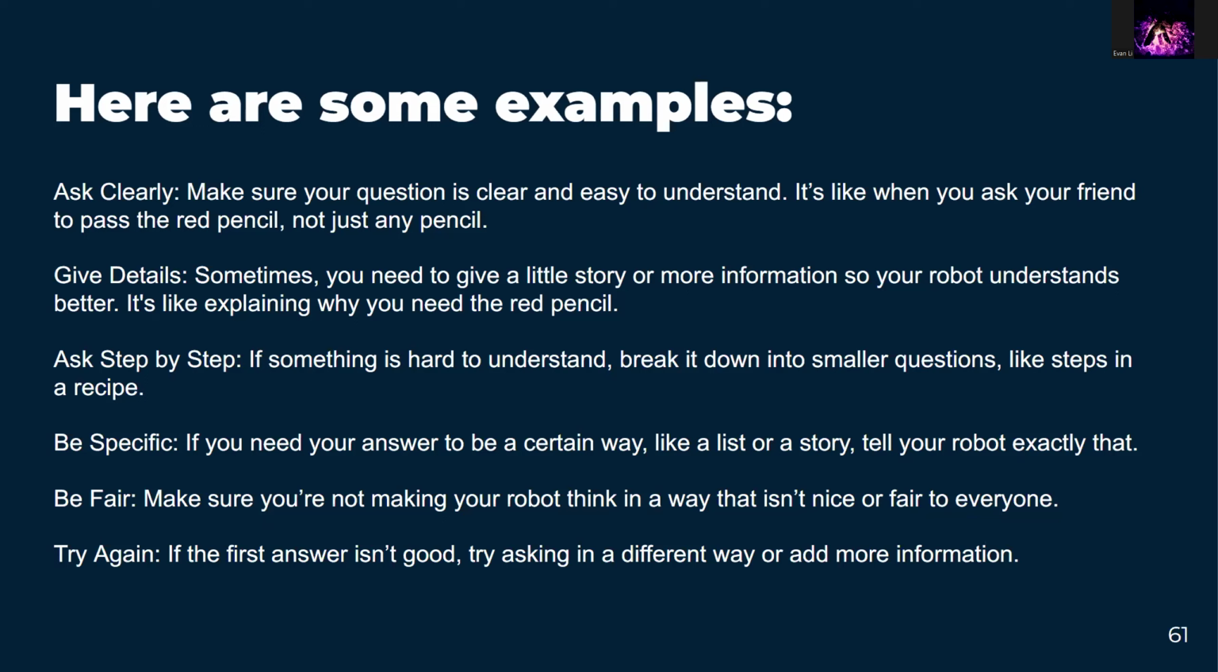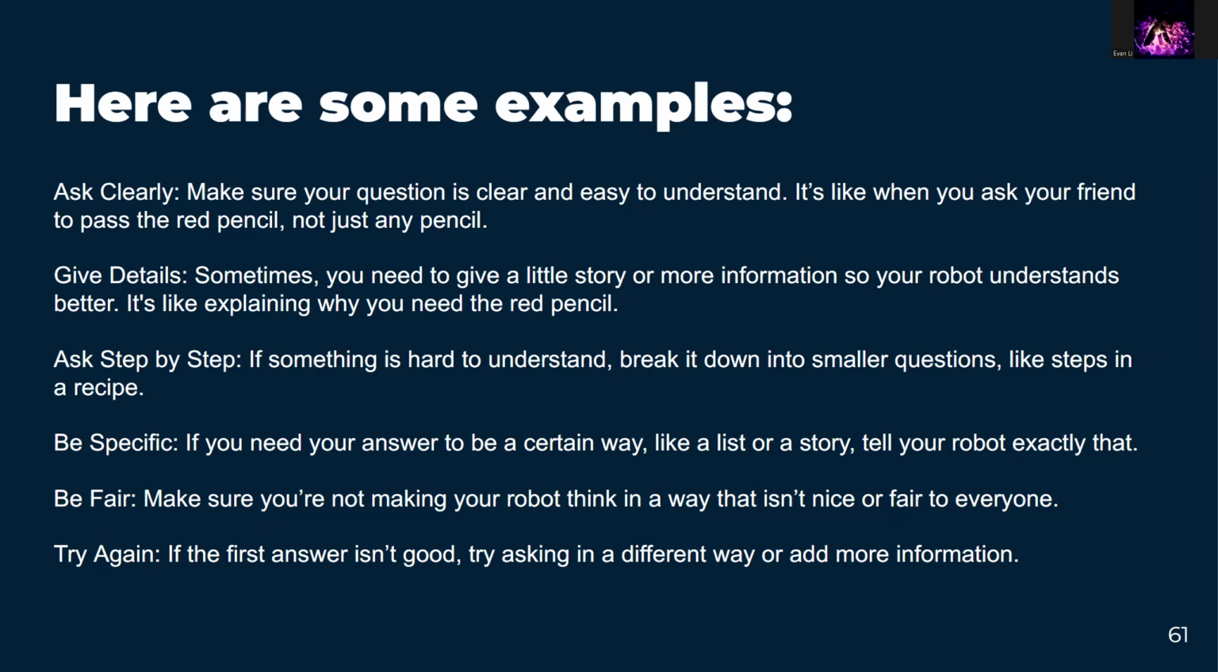Then you want to ask step by step. If something is hard to understand, break it down into smaller questions, like steps in a recipe. Be specific. If you want your answer in a certain way, like a list or a story, tell your robot to do exactly that. And most importantly, be fair: don't make your robot think in a way that's illegal, not nice, or isn't fair to anyone.